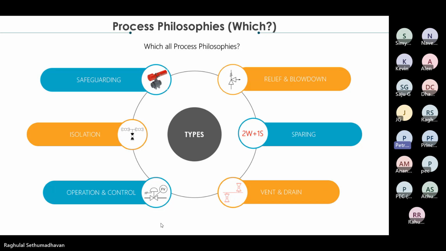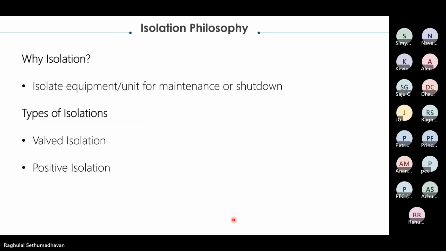So first we'll go through isolation philosophy. Why do we require isolation? To isolate an equipment or a unit for maintenance, or shutdown. Or maybe there is a changeover of an equipment to the other. Isolation is required. So mainly there are two types: valved isolation and positive isolation. Okay, we'll see what all of those are.